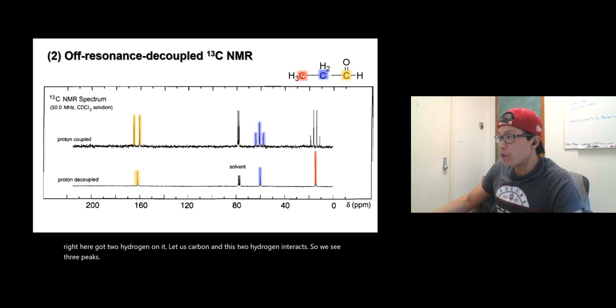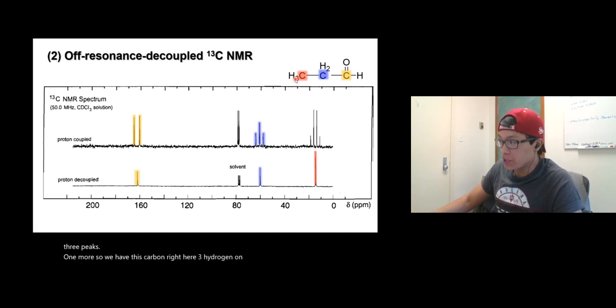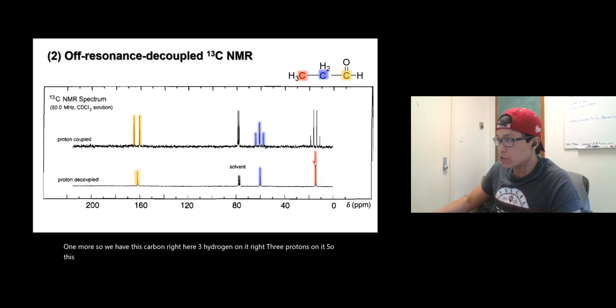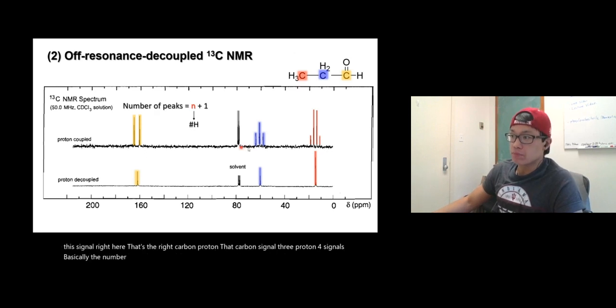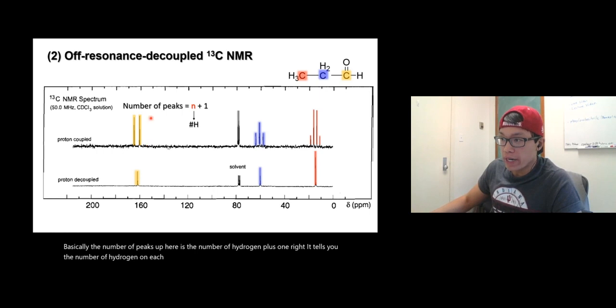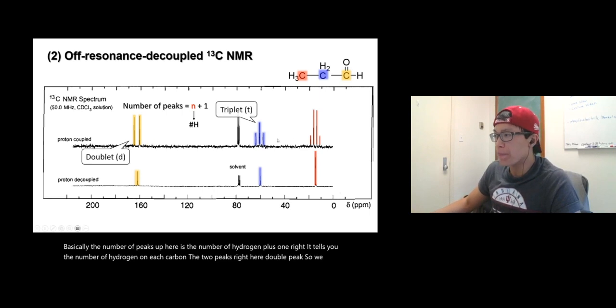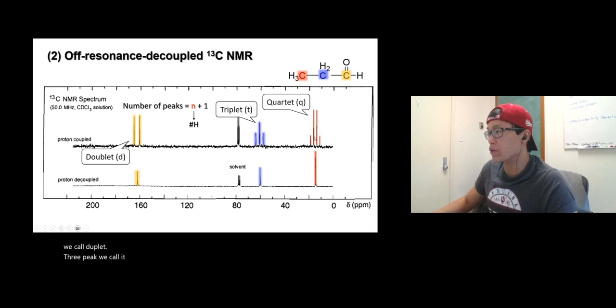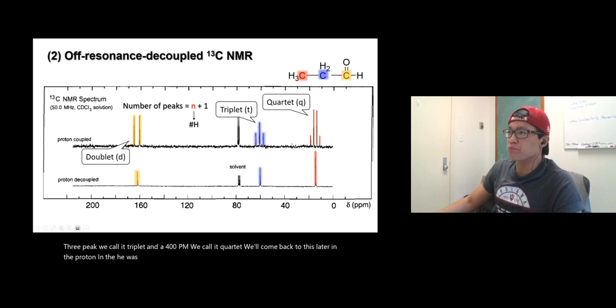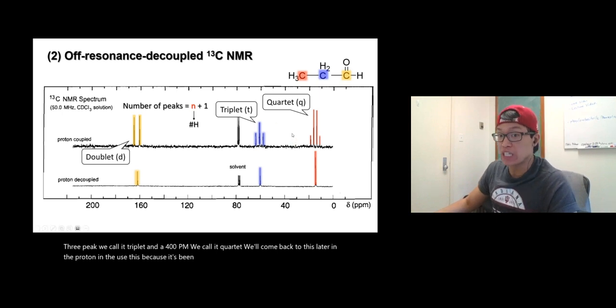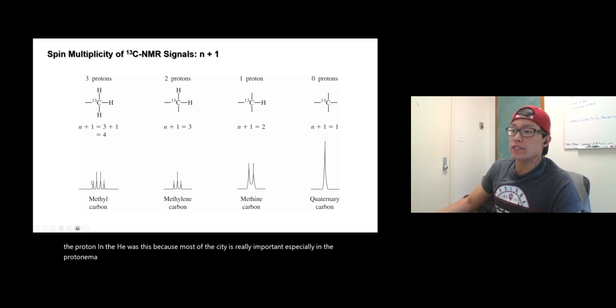One more. We have this carbon right here with three hydrogen on it. So this signal right here, that's the red carbon-proton, that carbon signal. Three protons, four signals. Basically, the number of peaks up here is the number of hydrogen plus one. It tells you the number of hydrogen on each carbon. The two peaks, a double peak, we call a doublet. Three peaks, we call a triplet, and four peaks, we call a quartet. We'll come back to this later in proton NMR, because spin multiplicity is really important, especially in proton NMR. Anyway, it looks something like this.